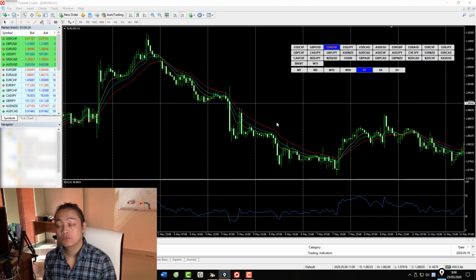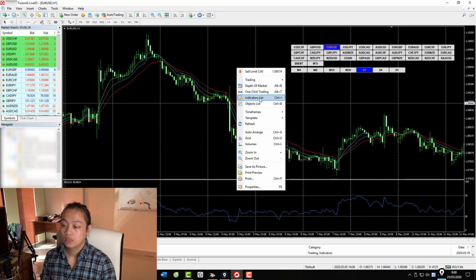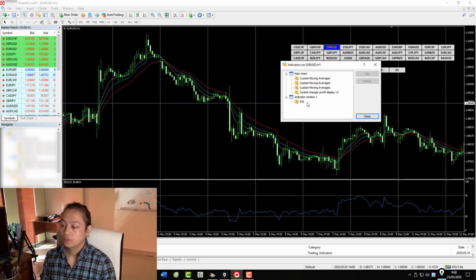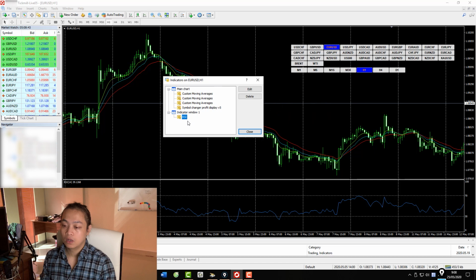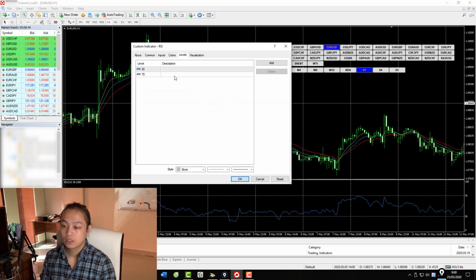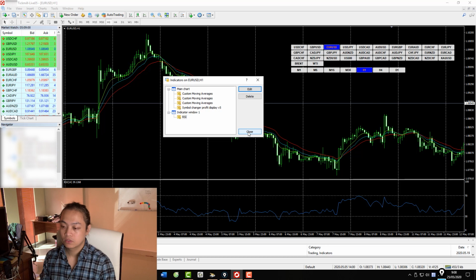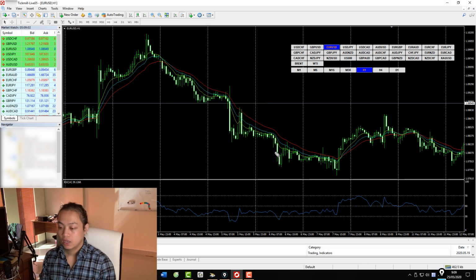Right, so for those who don't know how to add the 50 level into RSI, you right click on the price chart, go to indicator list, go to the settings of the RSI, click edit. Click add. Now just type 50 and close. Okay, close. And here we go. We have another level in between the 70 and 30, which is 50.